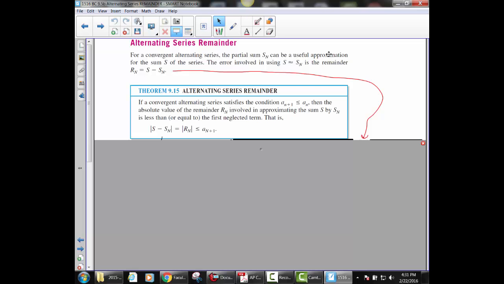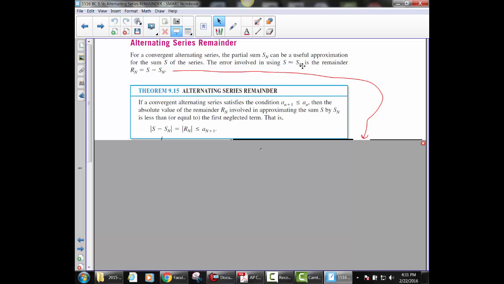But of course, it is an approximation, which means you're going to be off by so much. That's called the error involved in using the full actual sum S as approximately equal to the sum using the first so many terms. So the error involved in using Sn to approximate S is the remainder, what they call Rn.